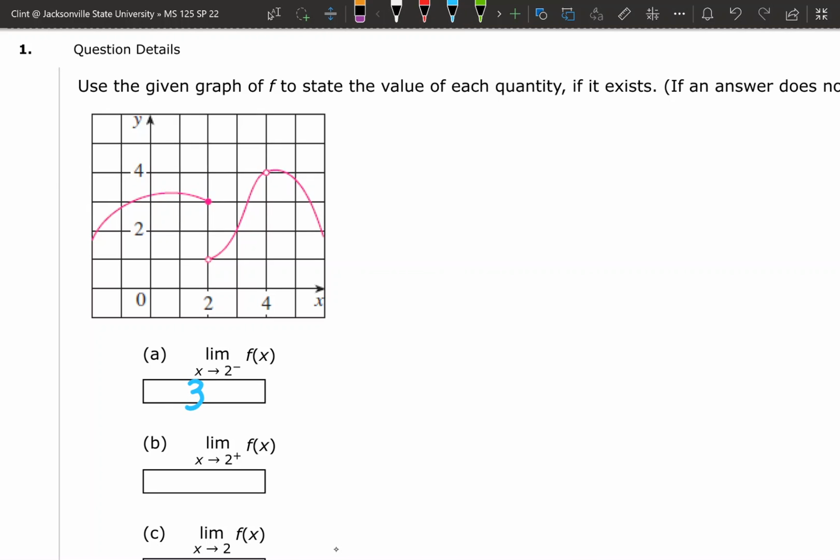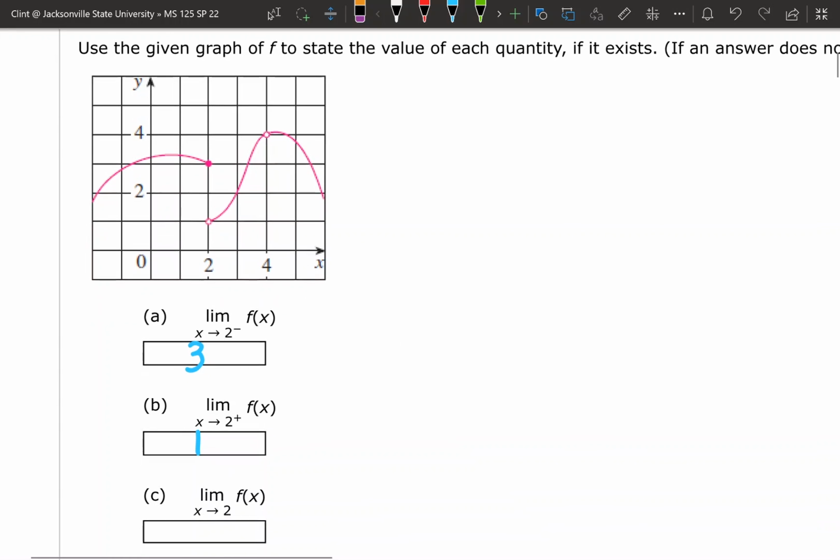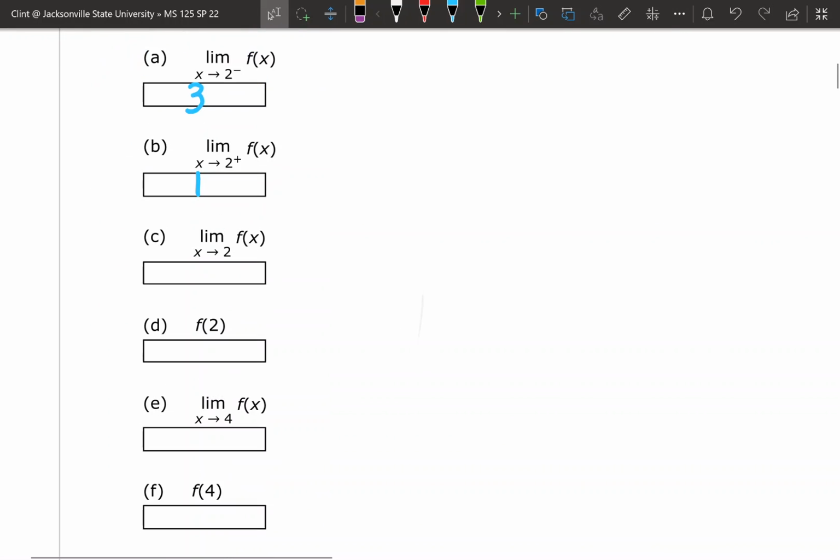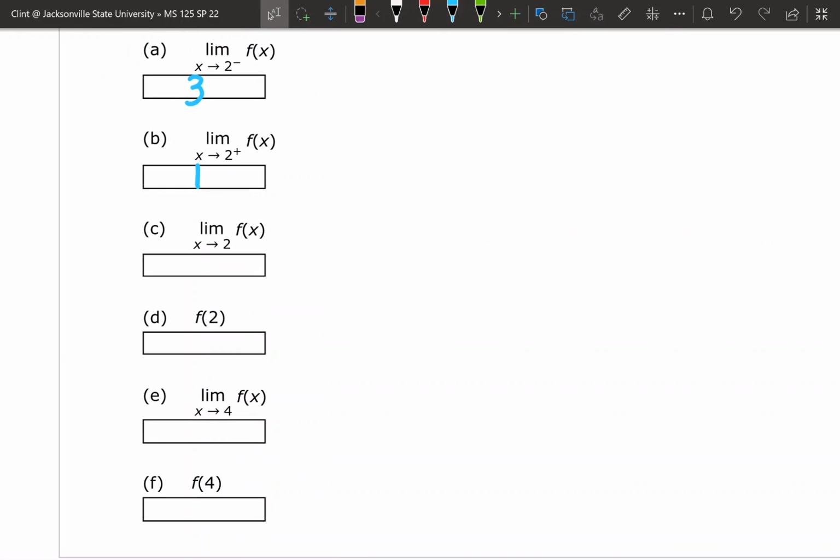Okay, that's 3. The other one, we've got x approaching 2 with a plus sign, so that's from the right. That's coming in there. So yep, that one's 1. And it doesn't matter that it's not defined right at 2. That's the whole purpose of the limit, it doesn't have to be defined at that exact value. We just want to know what it's approaching as it gets close to that value. And then part C, we don't even have to have the graph for. Part C just says the limit as x approaches 2.